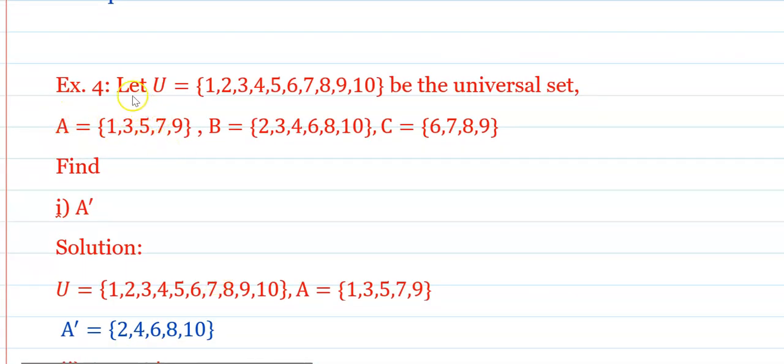Now the example number 4. Let U is equals to 1, 2, 3, 4, 5, 6, 7, 8, 9, 10 be the universal set. And A is equals to 1, 3, 5, 7, 9. B is equals to 2, 3, 4, 6, 8, 10. C is equals to, in curly bracket, 6, 7, 8, 9. Okay. Then find A complement. म्हणजे काय? A मध्ये we are finding the elements A मध्ये नसलेले पण ते U मध्ये असणारे.